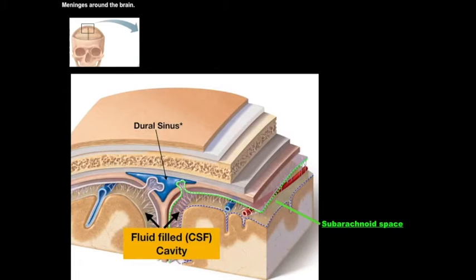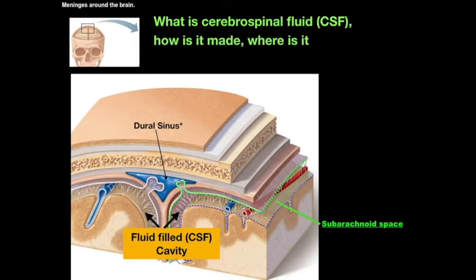So when speaking of the meninges, I kept mentioning that the brain is floating in cerebral spinal fluid that's contained within the subarachnoid space. So today we'll deal with that cerebral spinal fluid, how it is made, where it is located, and what its function is.